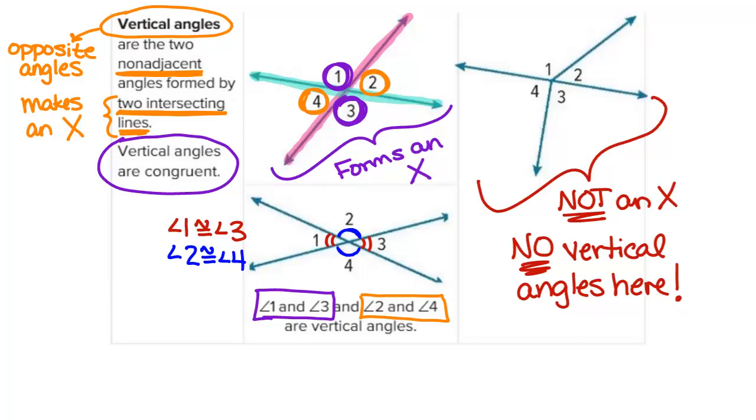If you have lines coming together and it's not two straight lines forming an X, it's not vertical angles.